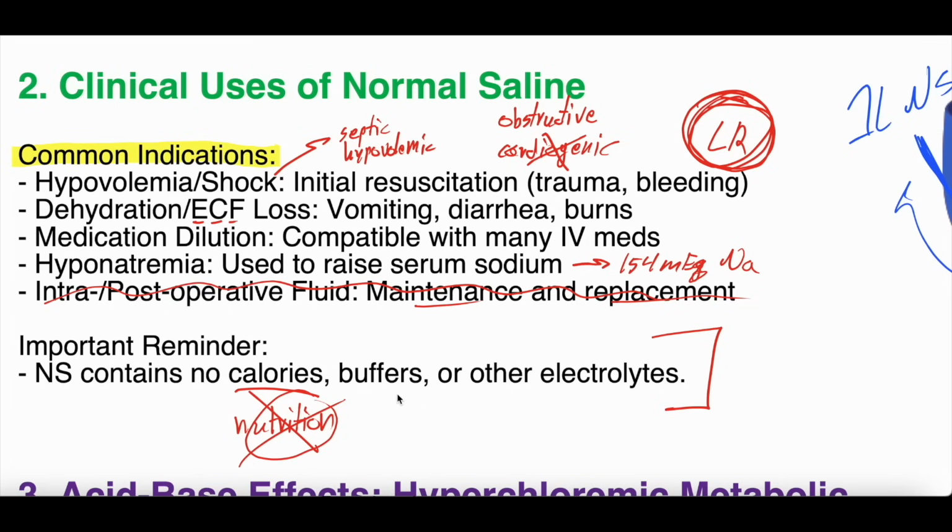It also doesn't have a buffer. Some, which we'll talk about, like Lactated Ringers and PlasmaLyte, have a buffer solution. Normal saline does not have a buffer. And there's no other electrolytes other than sodium and chloride, right? There's no potassium, magnesium, calcium. It is just sodium and just chloride.